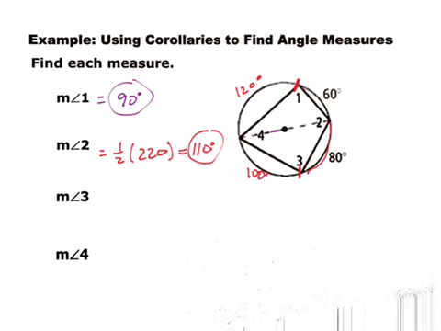Angle 3 also cuts at the diameter, so it cuts at a semicircle. So angle 3 should also be 90 degrees, because half of 180 would be 90. And then last but not least, we've got angle 4. Angle 4 cuts from here to here, so it's going to be half of 140. So angle 4 is just 70 degrees.